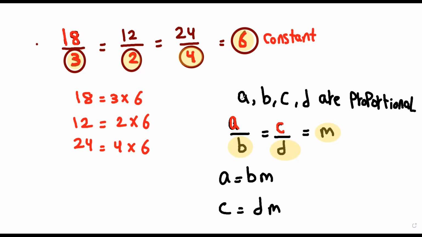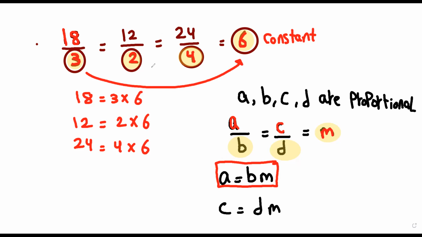So if we have some values like A, B, C, and D, and they are proportional, then because they are proportional, the first over the second equals the third divided by the fourth equals M. M is a constant because they are equal ratios. So if I want to get A, A is equal to B multiplied by M. Like this example here, I multiplied 3 by the constant 6.